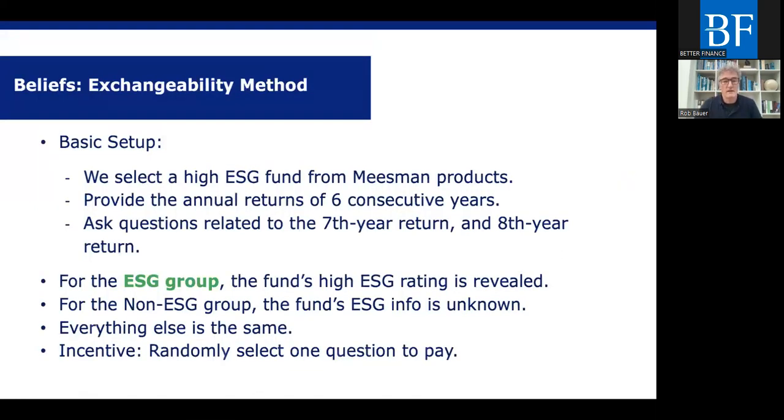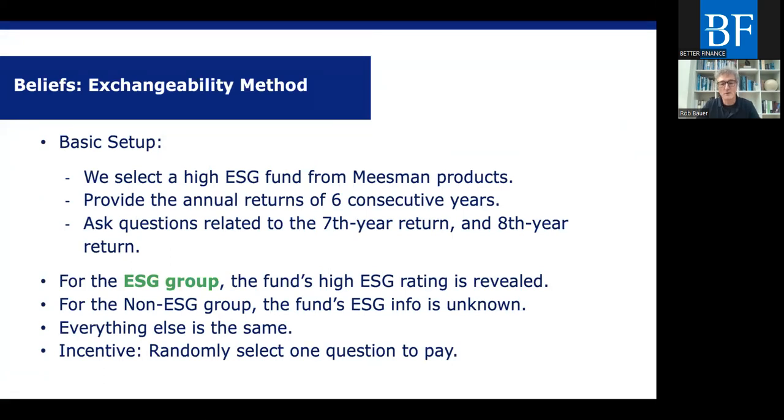Well, then we created a method that was proposed in the academic literature called the exchangeability method, where the basic setup is that we select a high ESG fund, as I just told you, and we provide annual returns of a particular fund of 6 consecutive years, and then ask people of the treated and the non-treated group to come up with the 7- and 8-year returns of those funds as a prediction. And of course, again, the ESG group has the information that the fund has a high ESG rating, and the non-ESG group has only the financial information. So everything else is the same except for the ESG information.